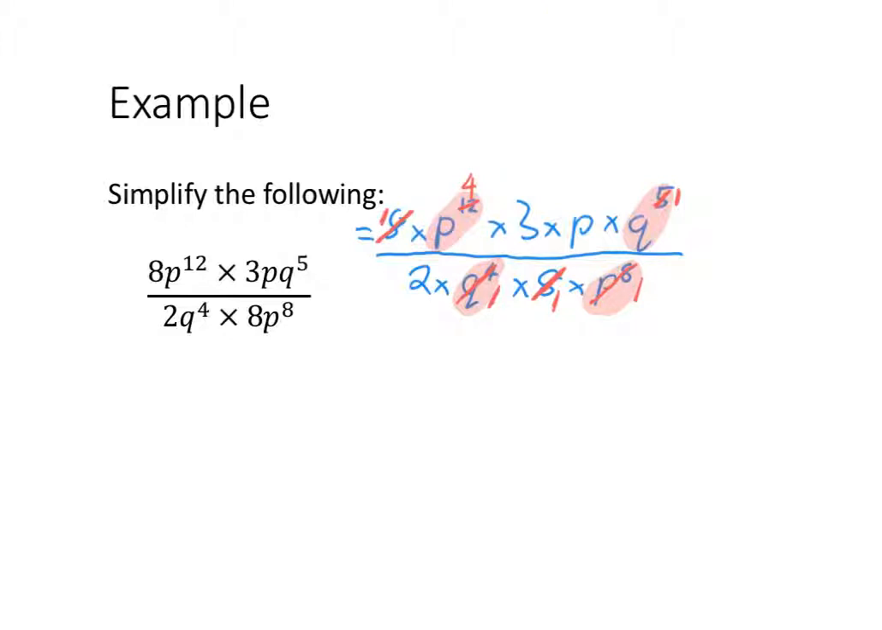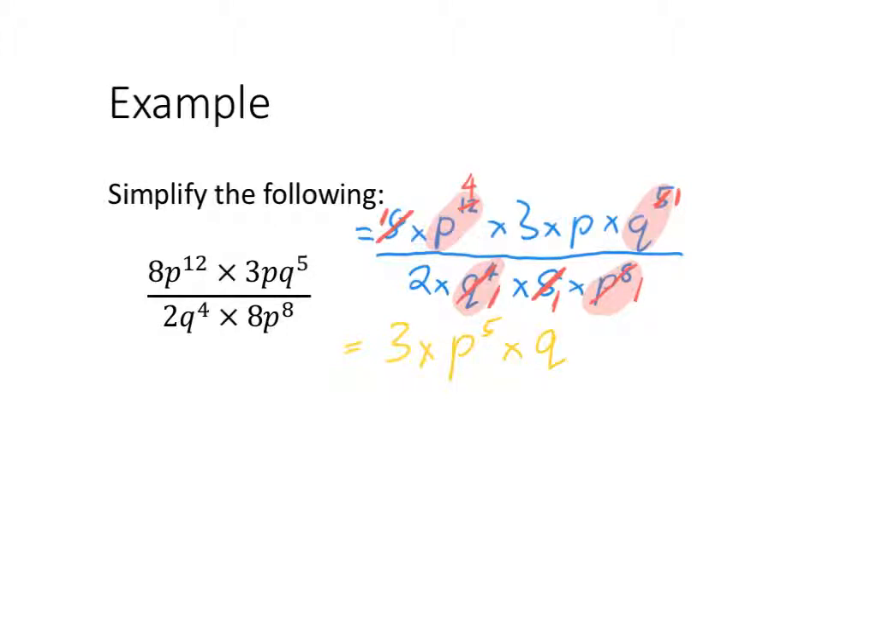Now that I've gone through and cancelled everything in my numerator and denominator, I can go ahead and multiply what is left in my numerator. So starting with my numbers, 1 times 3 is equal to 3. So that's going to be 3 times, and then p to the power of 4 times p. Using the first index law is going to become p to the power of 5 times q to the power of 1, or times q.